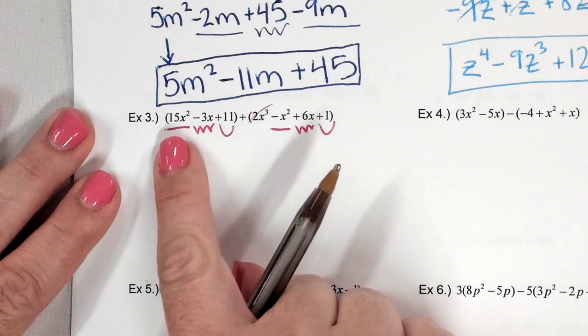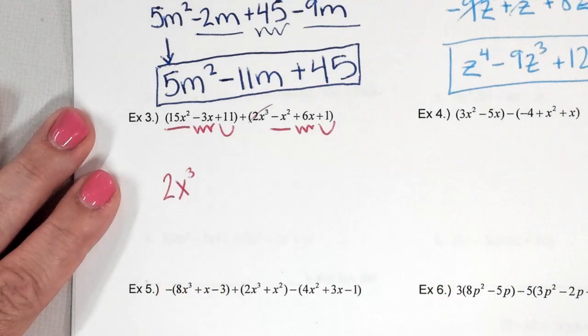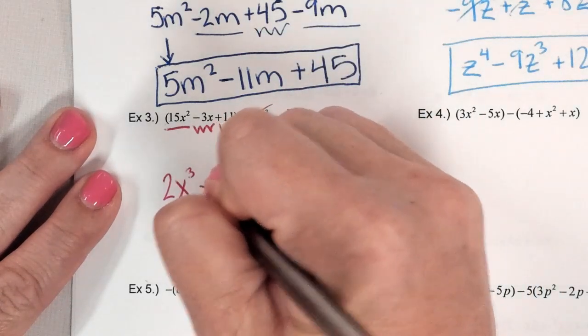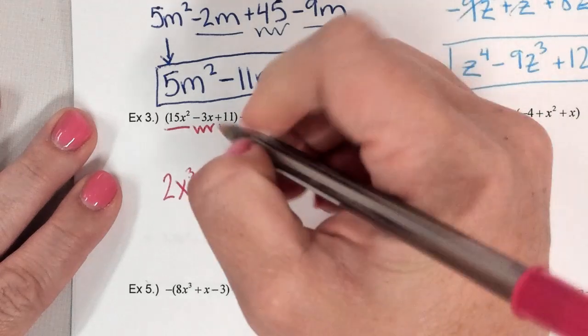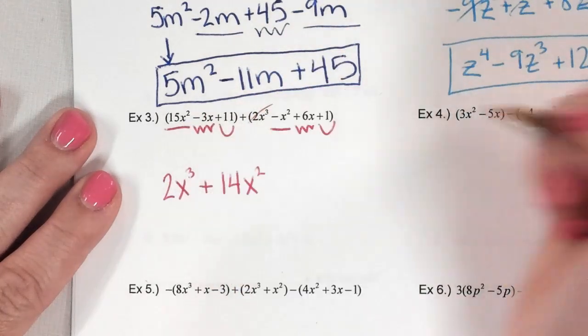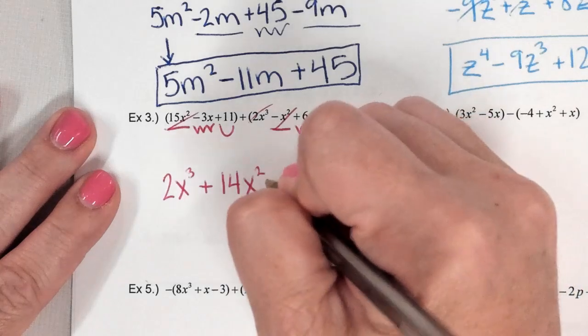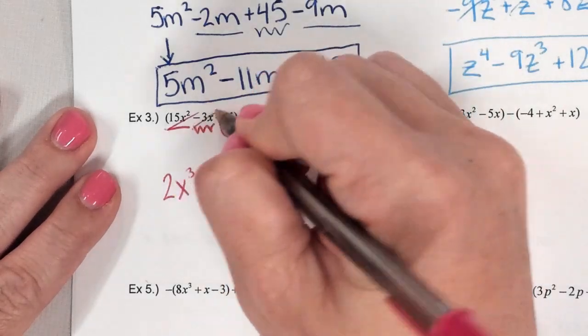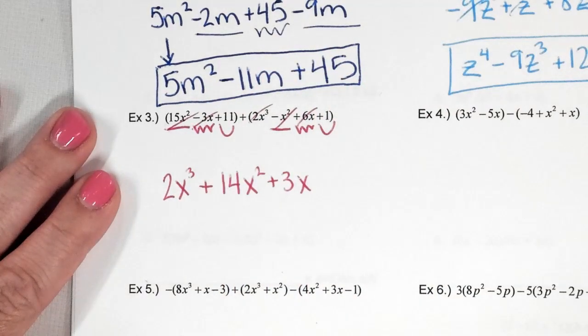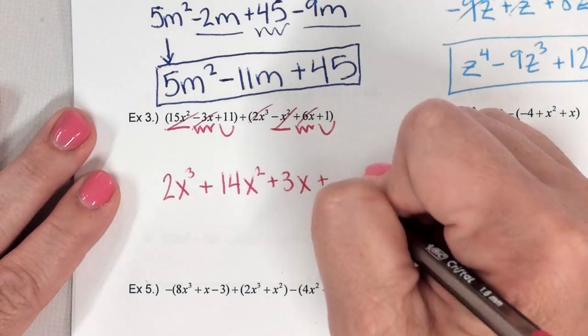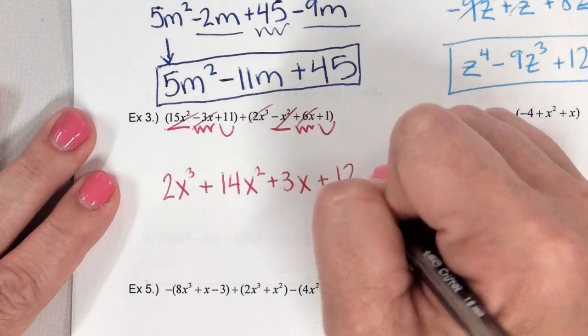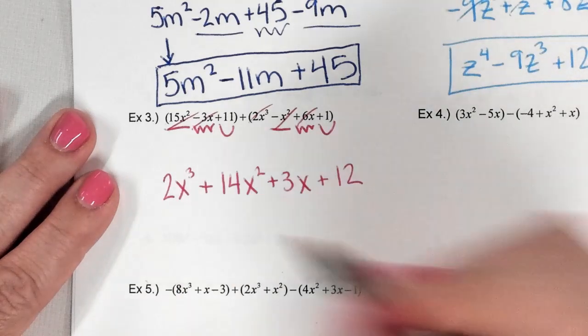Squared. So what's 15x squared minus x squared? Positive 14x squared. Because it's like saying 15 minus 1. Then I have my negative 3x plus 6x. What does that give me? 3x. And then I have 11 plus 1. 12. It's in order. It's simplified.